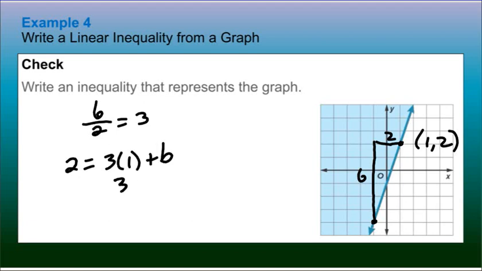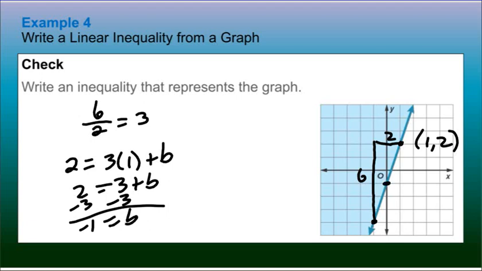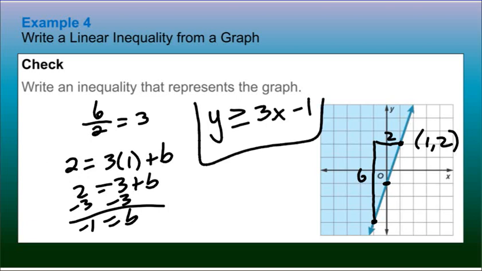When y is 2, slope is 3, my x is 1, find our b. It's going to be 3 plus b equals 2. Subtract 3 on both sides. b would equal -1. And if we look here, b is -1. So we would have y. It's shaded above the line, so that's greater than. It's a solid line, so it's equal to our slope of 3x minus 1. That's our lesson today on graphing inequalities in two variables.